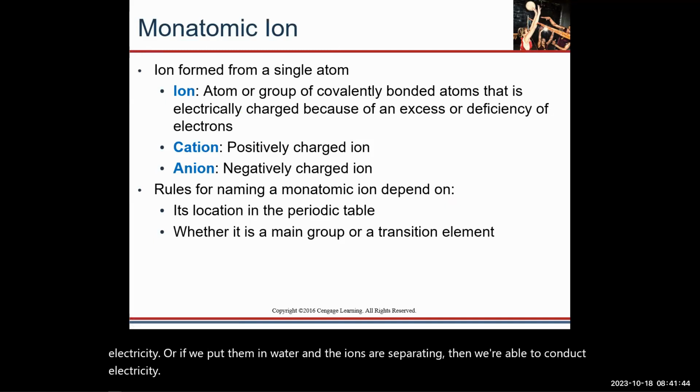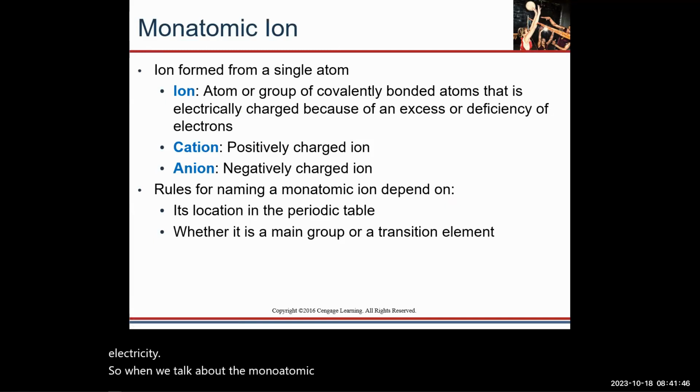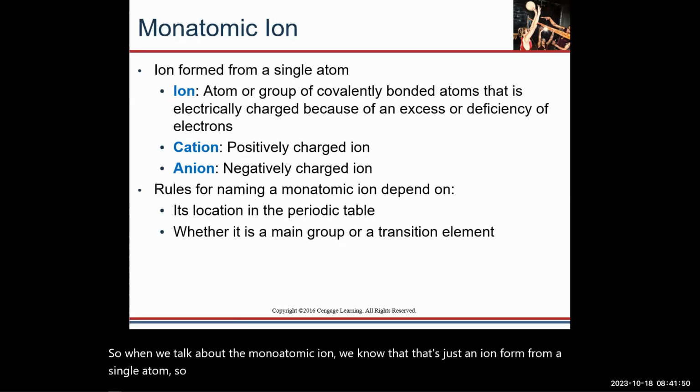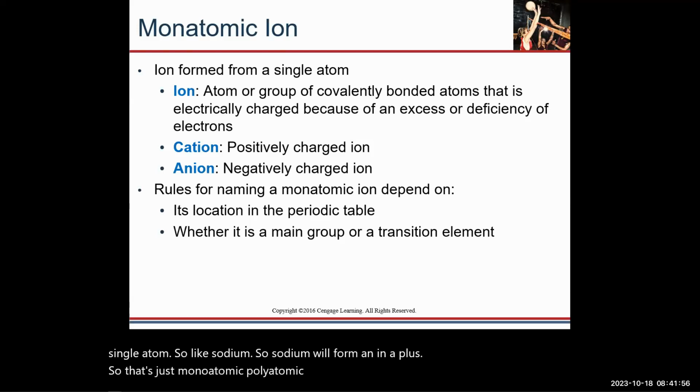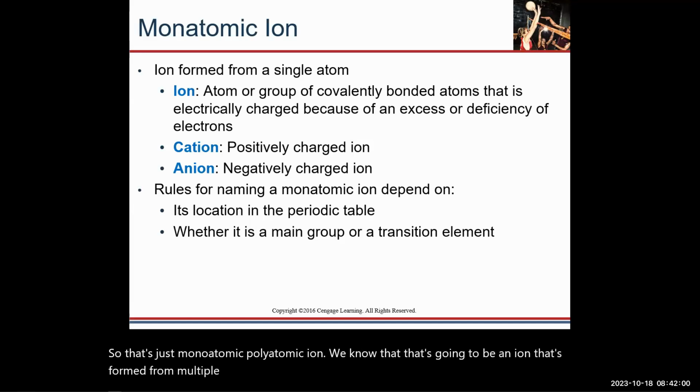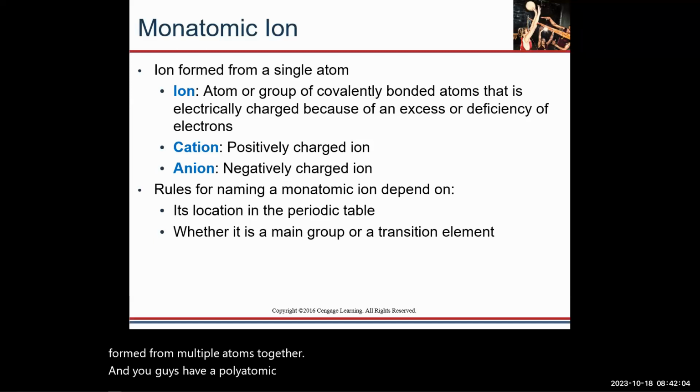So when we talk about the monatomic ion, we know that that's just an ion formed from a single atom. So like sodium, sodium will form an Na+. So that's just monatomic. A polyatomic ion is an ion that's formed from multiple atoms together. And you have a polyatomic ion table.